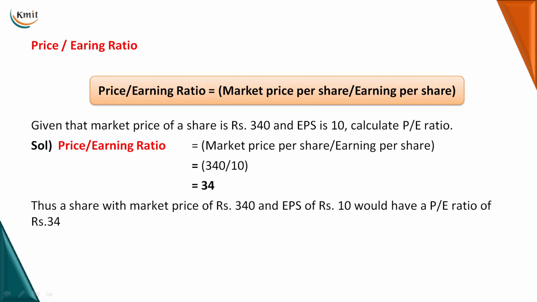Price earnings ratio. Price earnings ratio is the market price per share divided by earnings per share. So market price for the share, if it is 340 rupees and earnings per share is 10, calculate price earnings ratio. Substituting the value in the formula, price earnings ratio is 34. Thus a share with market price of 340 and EPS of 10 would have a price earnings ratio equal to 34.